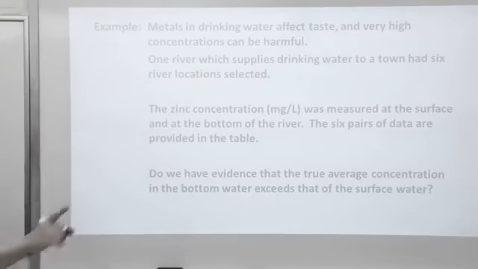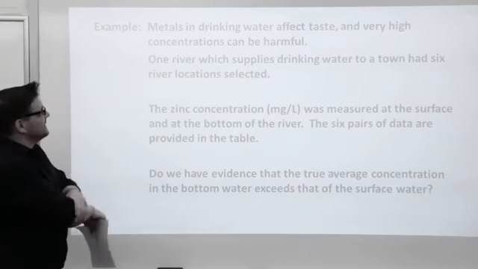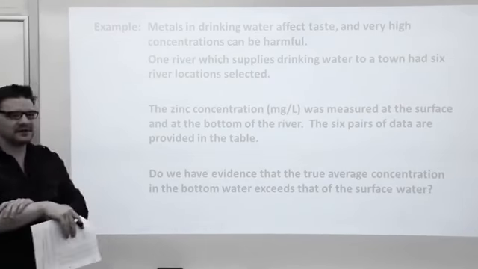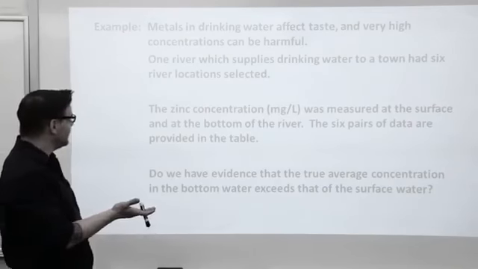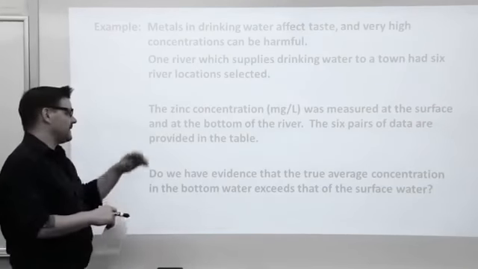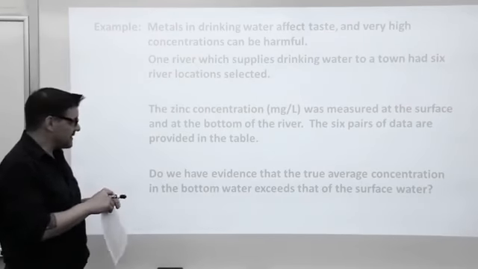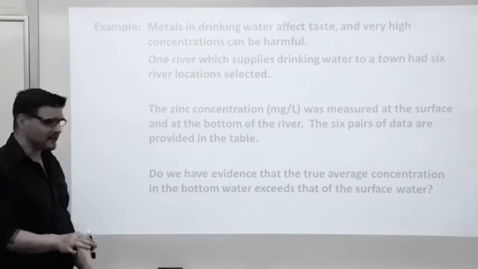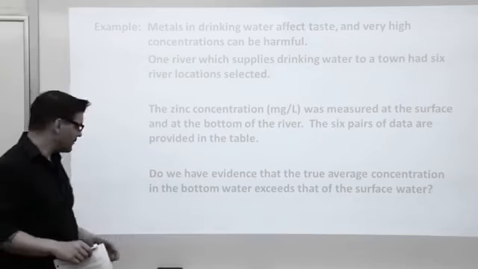And here it is. Example: metals in drinking water affect taste, and very high concentrations of metal in drinking water can be harmful. One river which supplies drinking water to a town had 6 river locations selected. They were measuring zinc. The zinc concentration in milligrams per liter of water was measured at the surface and then at the same spot down at the bottom of the river. The 6 pairs of data are provided in the table. You can see the numbers.